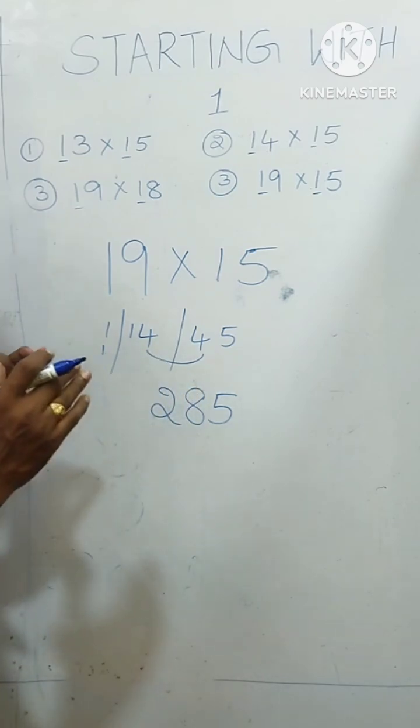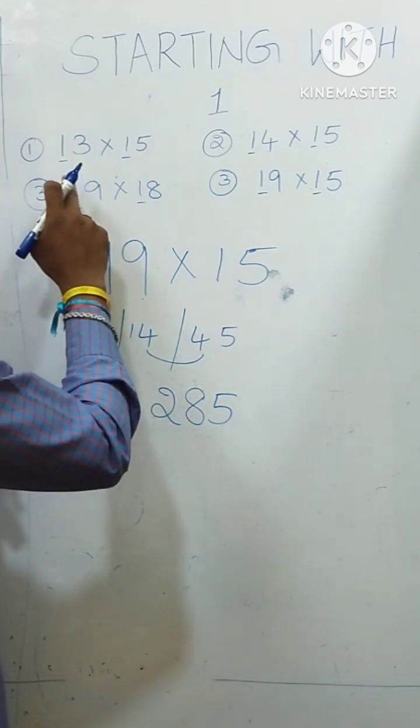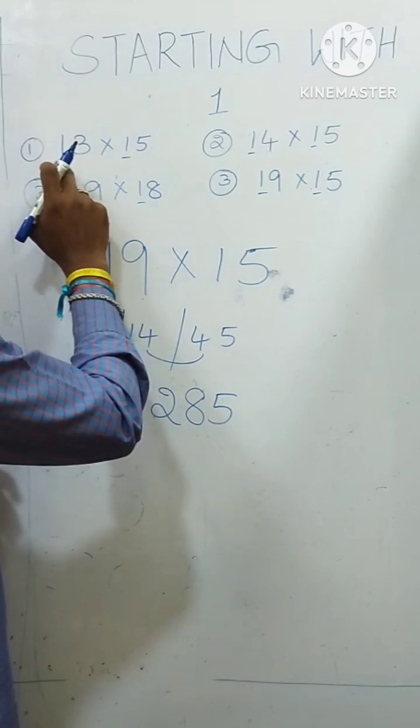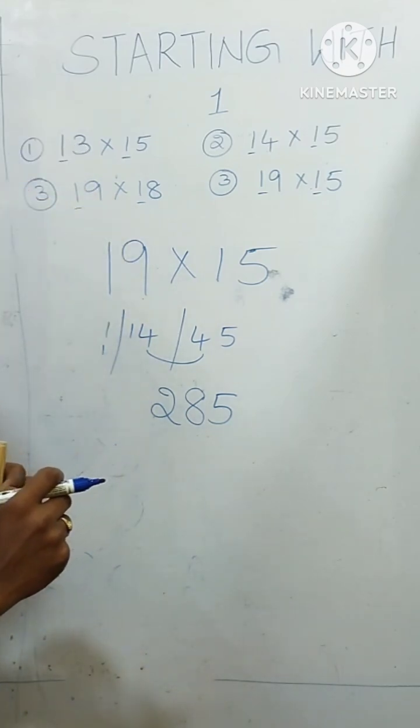This is the way we can write multiplication of two-digit numbers which start from 1.